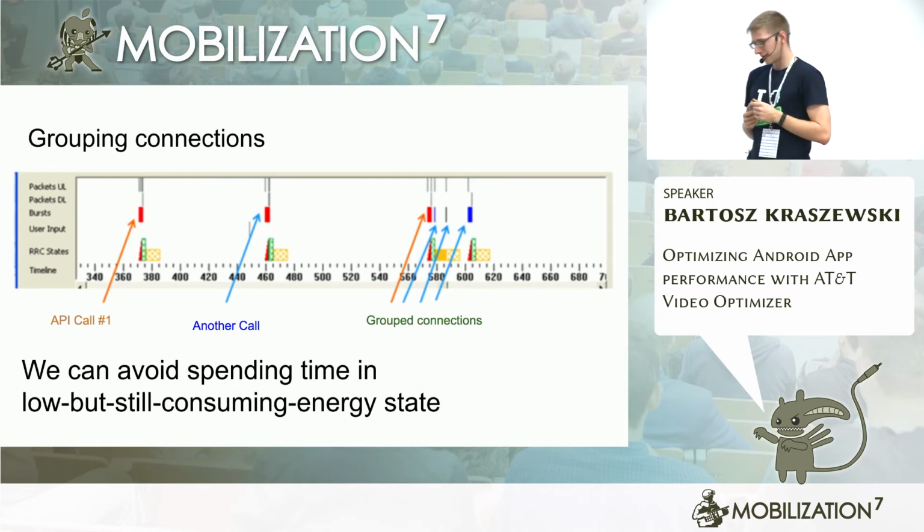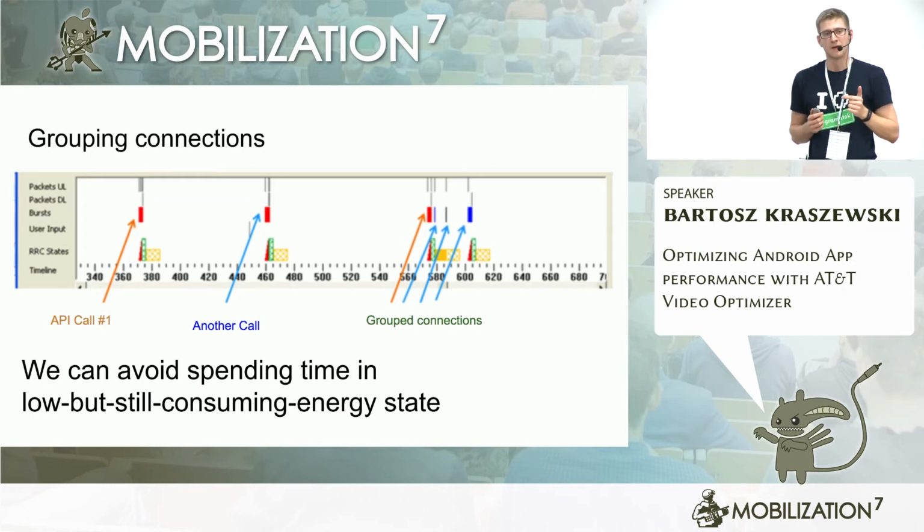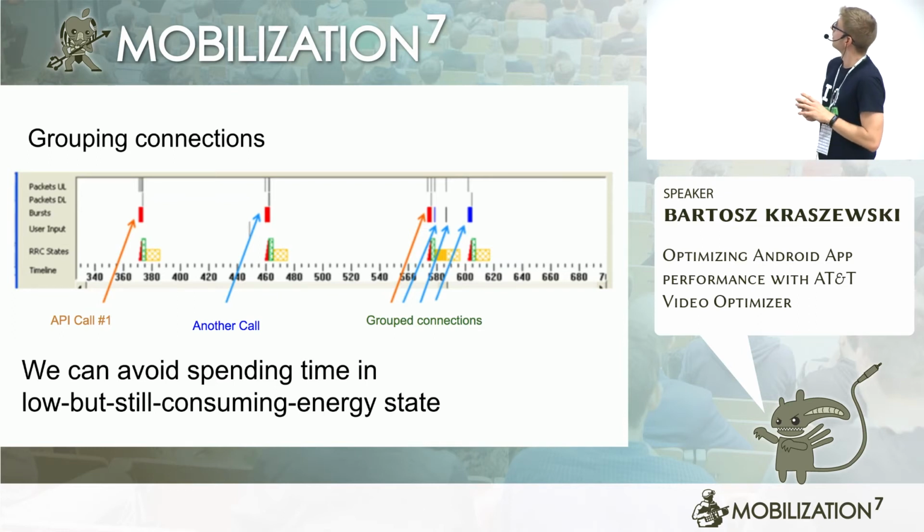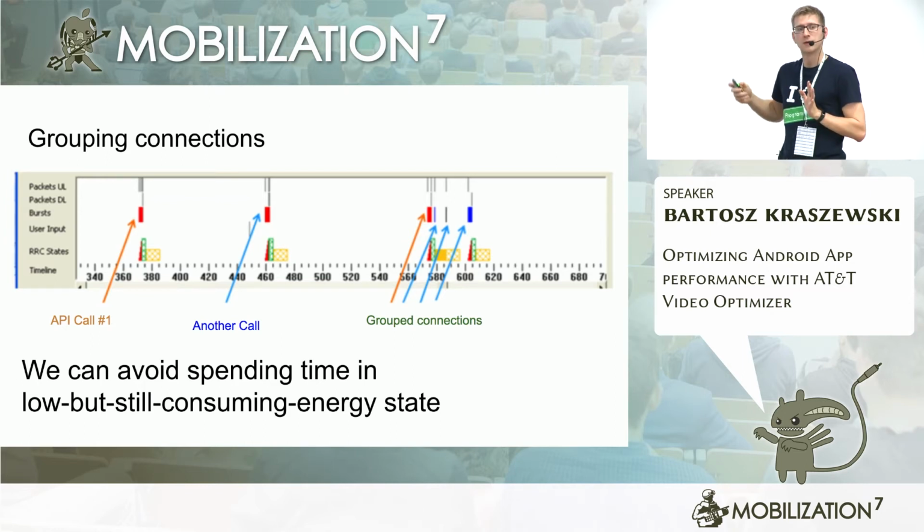What's really cool is that during this 20-minute session, AT&T Video Optimizer will tell you exactly how much energy in joules you could save by making those requests better. But here we can see that it's still not perfect. It's not in one state. We can do better, and I'll talk about it later.